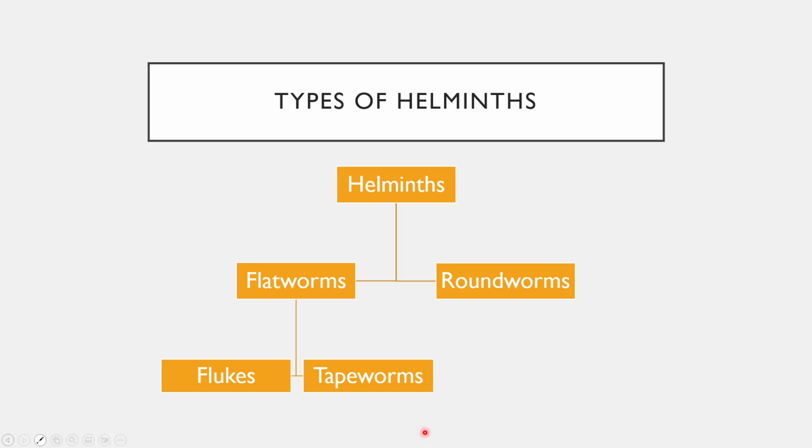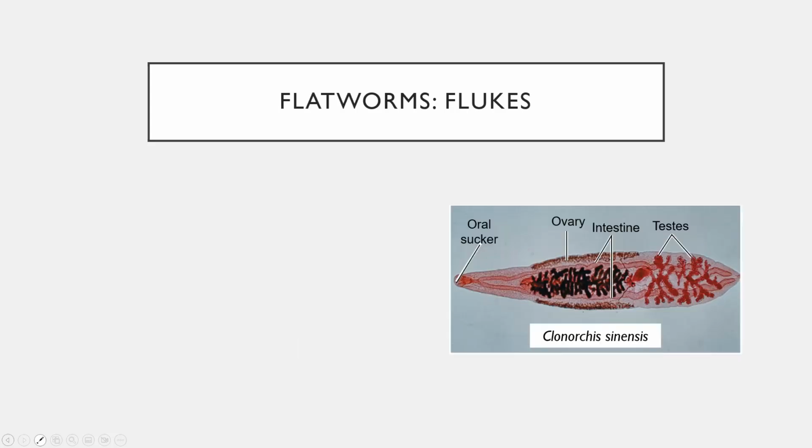So we're going to start by looking at the flatworms, specifically the flukes. Then we'll move on to the tapeworms, and then lastly we'll finish off by looking at the roundworms. So flukes have some characteristics that unify them as a group.